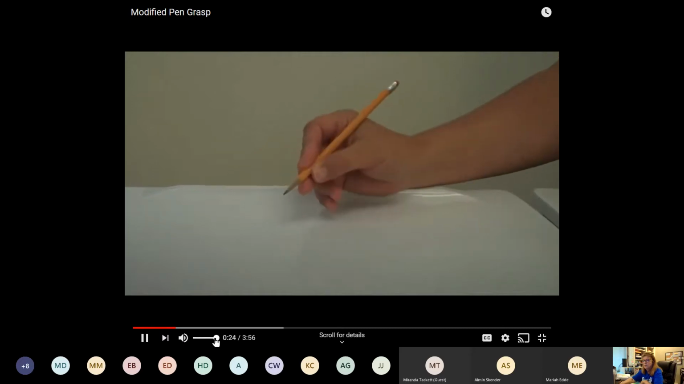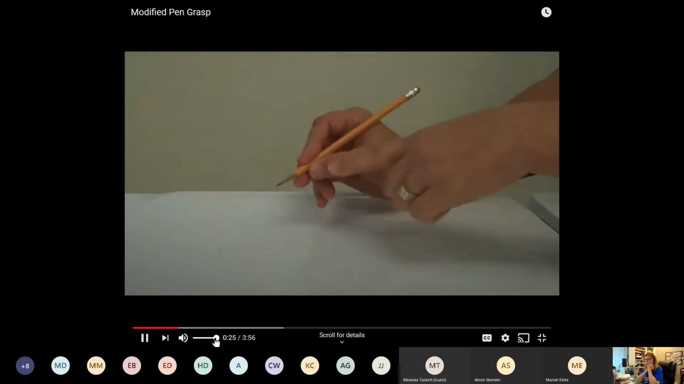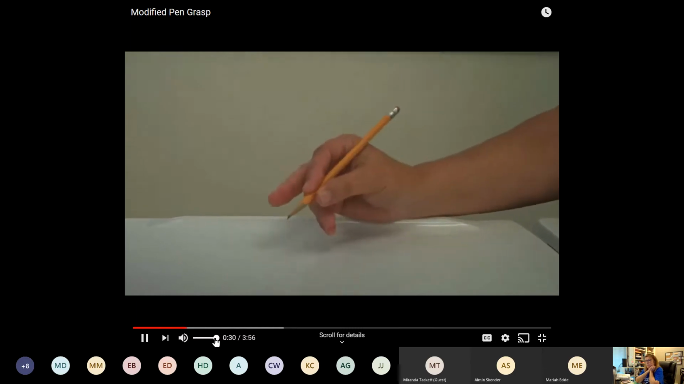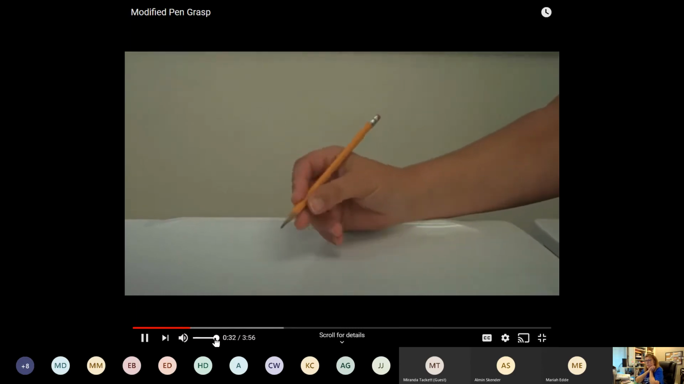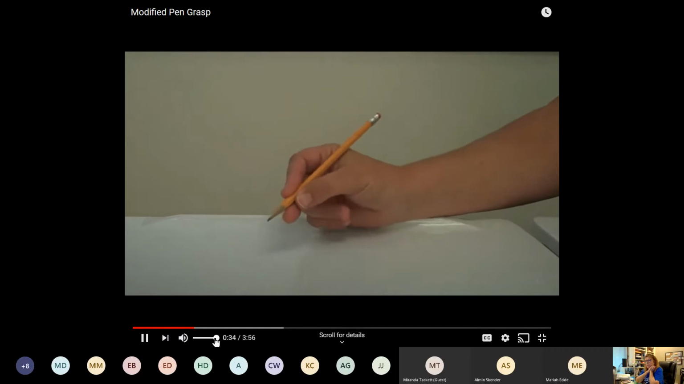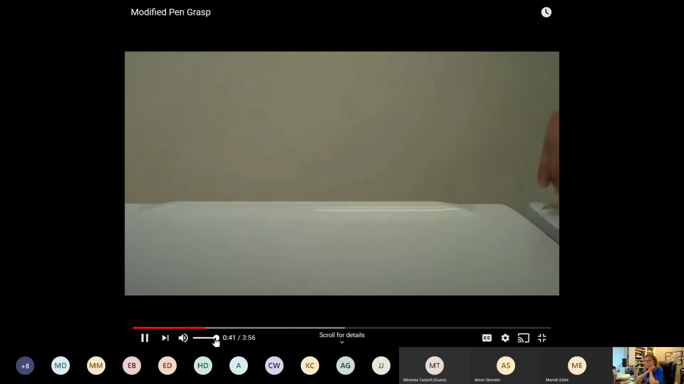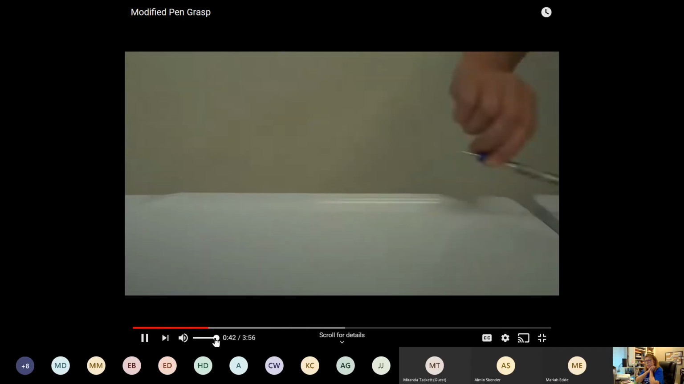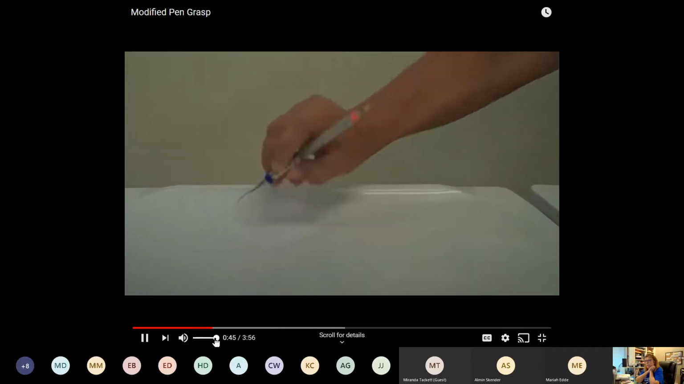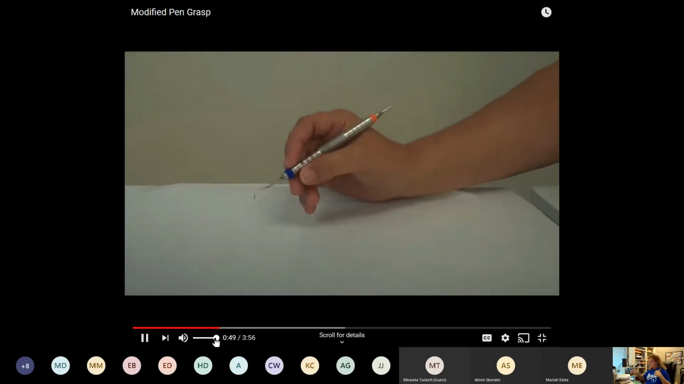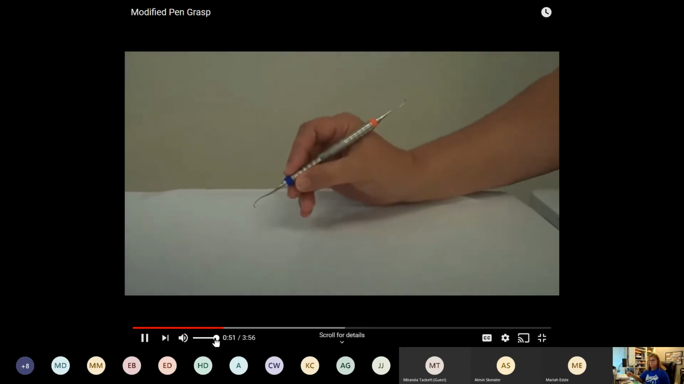And when I pick it up, you can see that my thumb and my index finger are slightly apart, and my middle finger is underneath that pencil. So this is your pen grasp, okay? Now I'm going to transfer that over into my instrument. So when I pick up an instrument, I'm going to pick it up that same way. My index finger and my thumb have got to be separated.